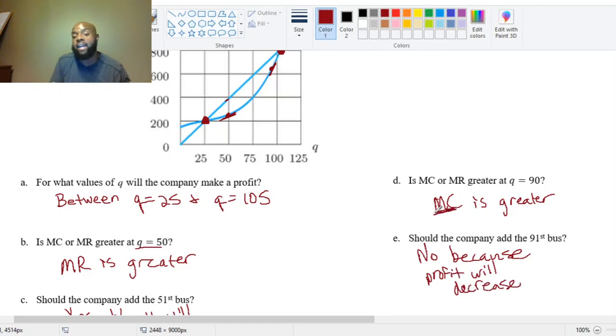And by knowing the fact that marginal cost is greater than marginal revenue, that tells us that profit will decrease. That's all for this video.